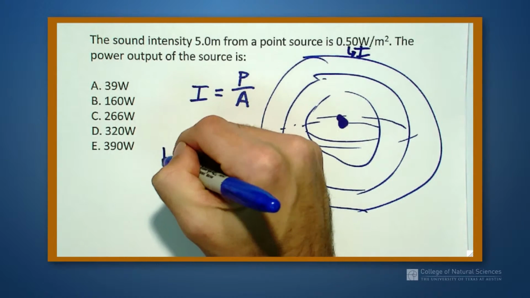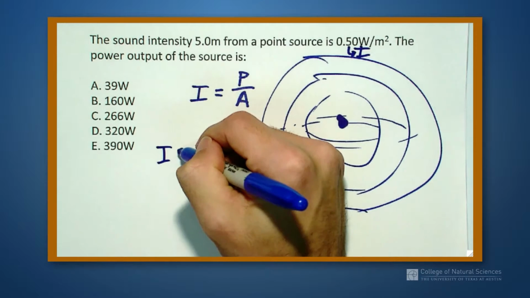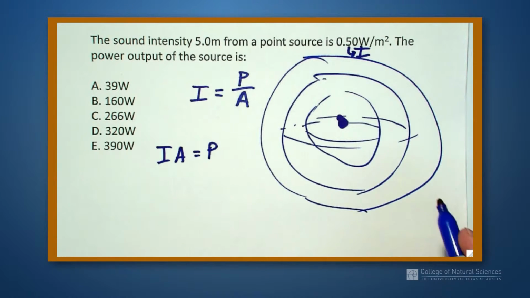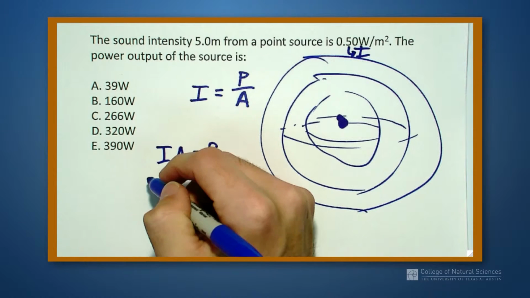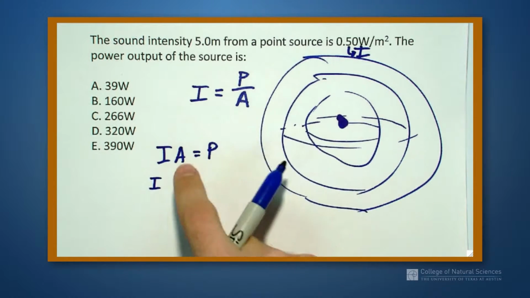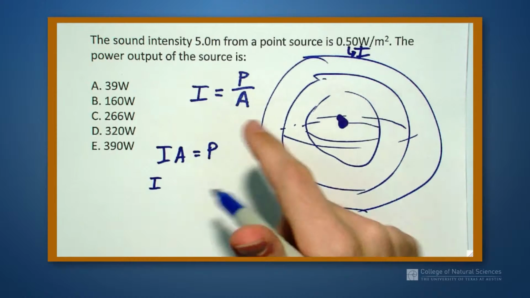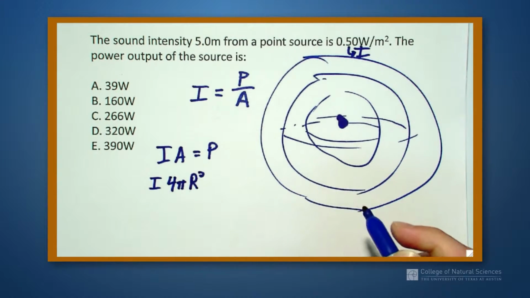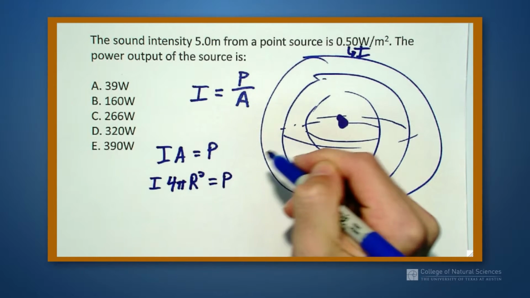So I want the intensity times the area is going to be equal to the power output of the source. Well, the intensity is 0.5 watts per meter squared, but my area, that's something I have to figure out. My area is actually going to be 4 pi r squared. And this is going to be equal to my power.